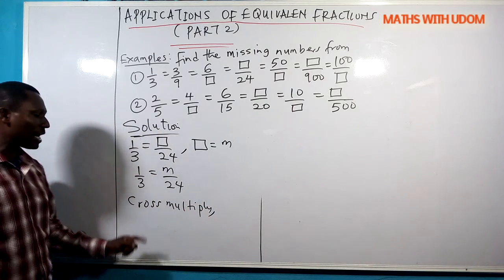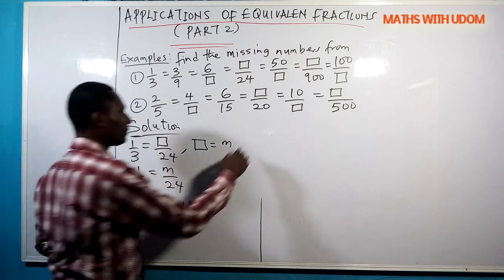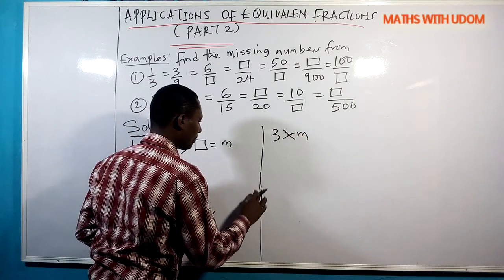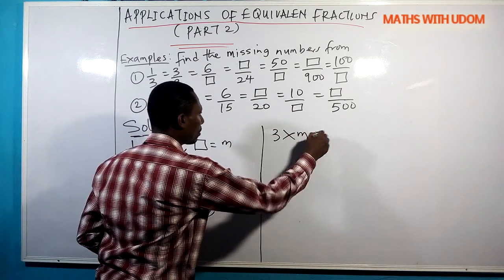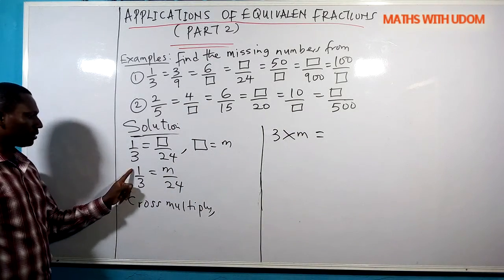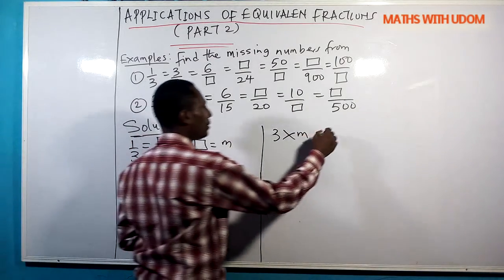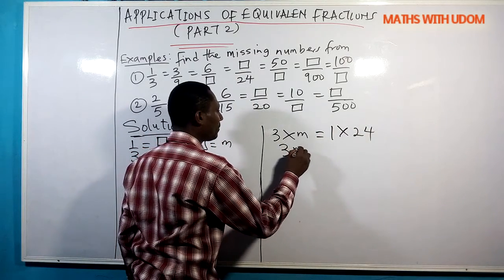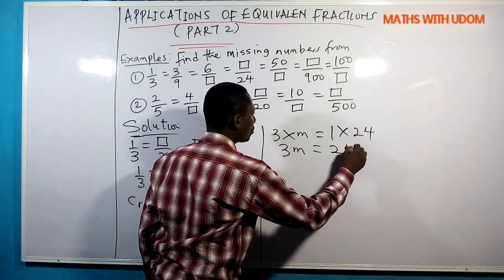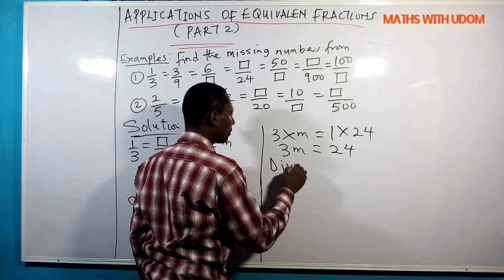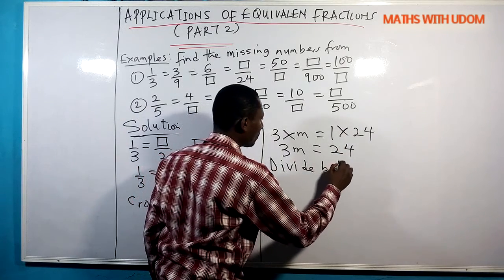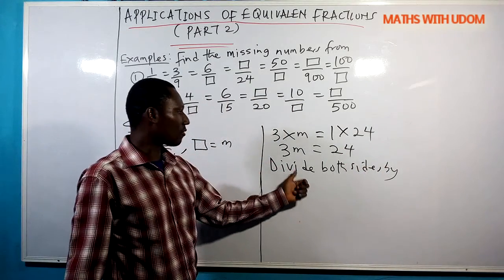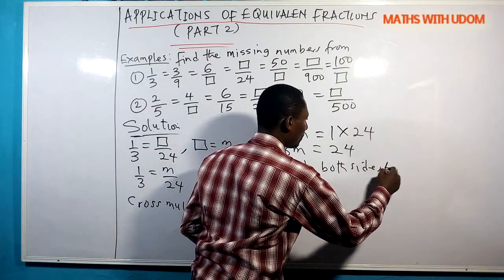If I cross multiply, I will have 3 multiplying m, that is 3 times m, equals to 1 times 24. 3 times m is 3m. 1 times 24 is 24. I'll divide both sides by the coefficient of m, which is 3.